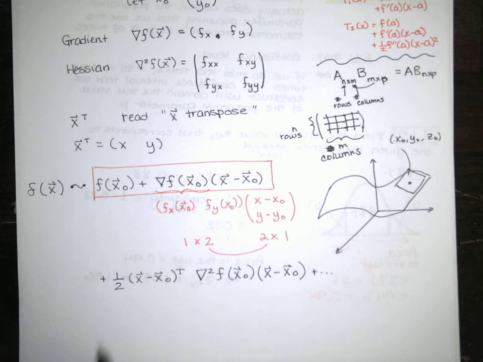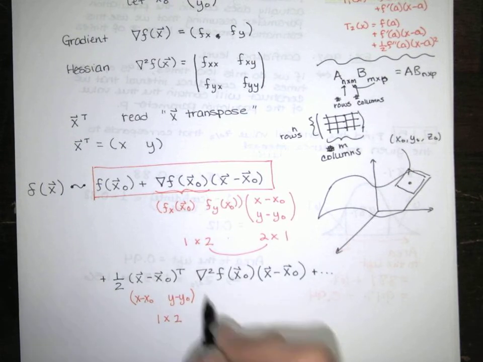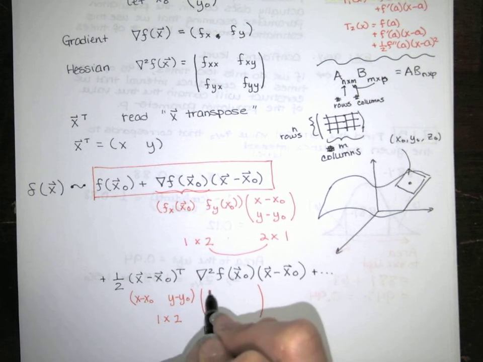But let's expand this just to make sure that we're clear on why this is true. This is x minus x naught, y minus y naught. It's a row vector. It's one row by two columns. This is the matrix of second partials.